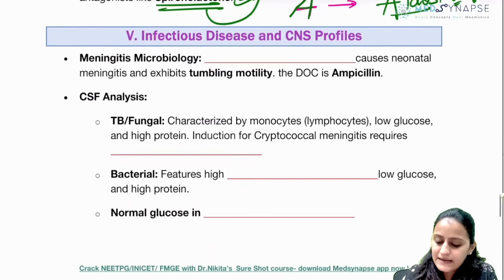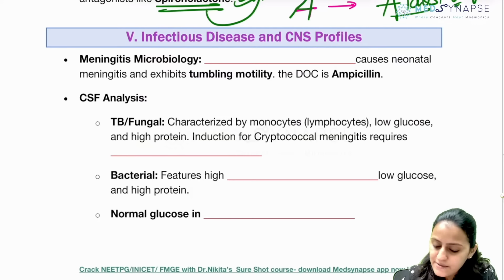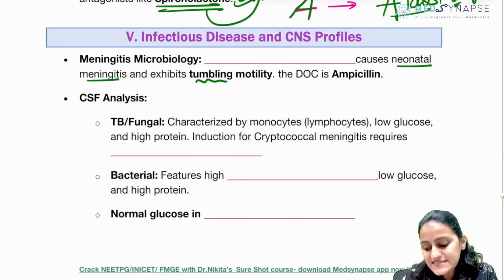Okay. Next one. What organism causes neonatal meningitis and has a tumbling motility?